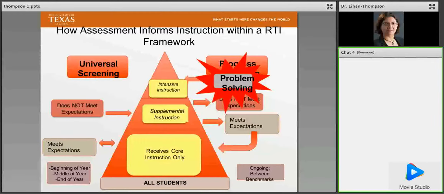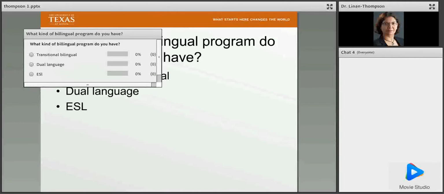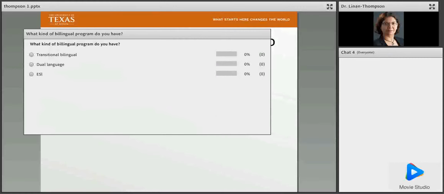So I have another question here because how you answer this will help me determine how I frame the rest of the presentation. So what kind of bilingual programs do you have in your schools?